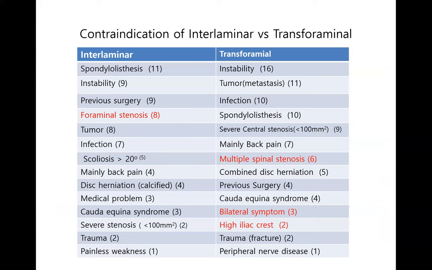The contraindications of the two surgical methods are summarized as follows. In both methods, the contraindication trend tends to be similar. However, in the interlaminar approach, foraminal stenosis becomes a contraindication. On the other hand, multiple spinal stenosis, bilateral symptoms, and a high iliac crest are contraindications in transforaminal decompression.